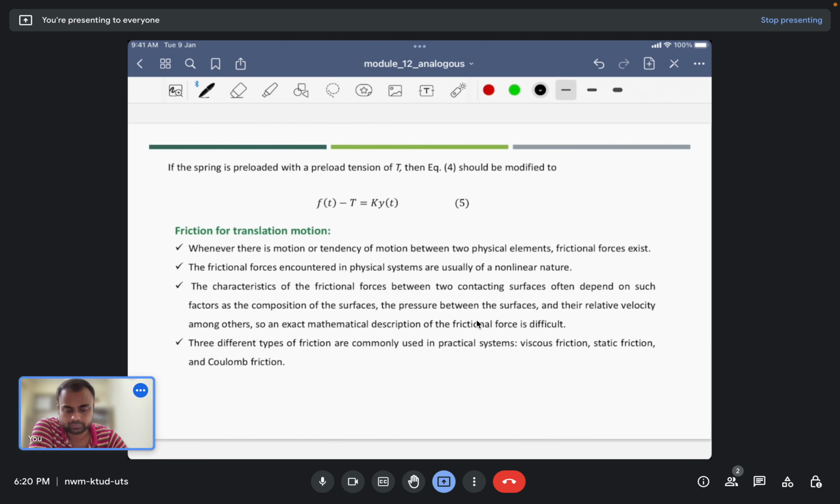Now suppose the spring is loaded by a mass. This is our spring, and we are loading it with a mass m, and the spring is attached to a rigid surface, that is, an immovable surface. In that case, we can write f of t minus T is equal to k times y of t, where tension T is because of the mass.